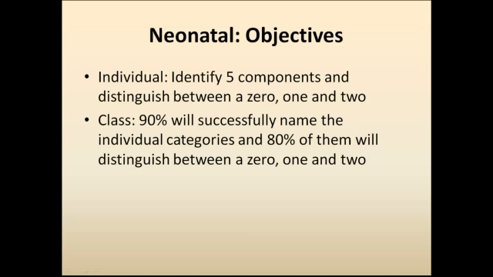So for the class, by the end of the lab session, at least 90% of the students will have been able to successfully name 5 of the components, as well as 80% of them will be able to clearly identify distinguishing features between a score of 0, 1, and 2 within each of these categories.